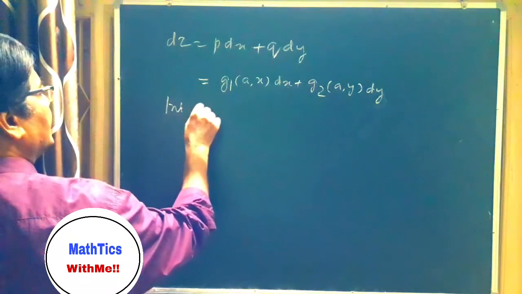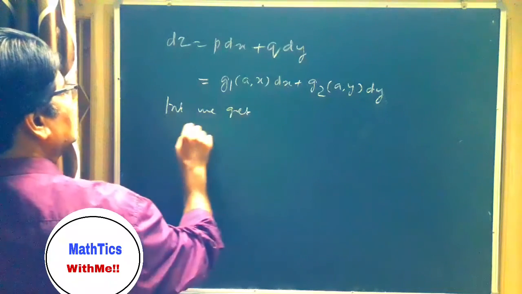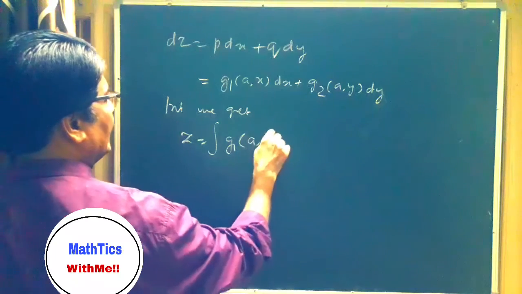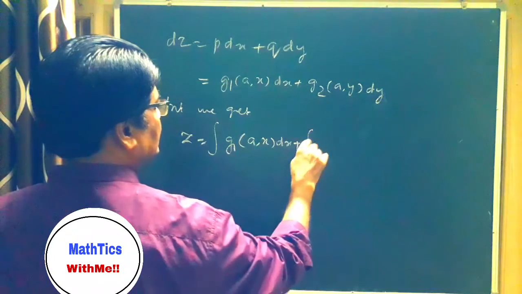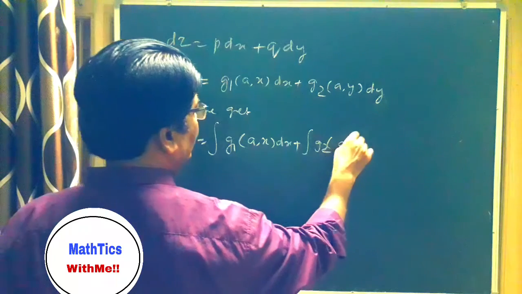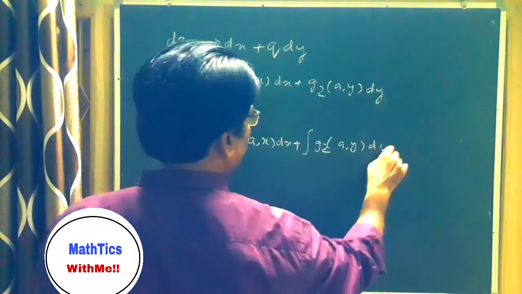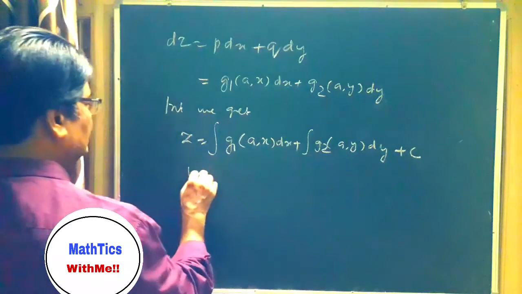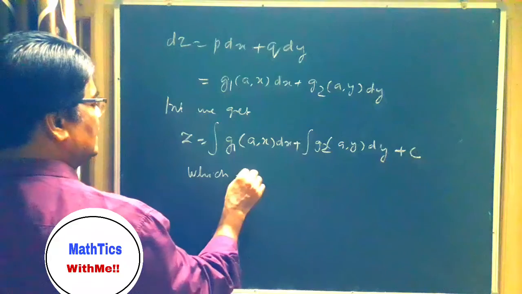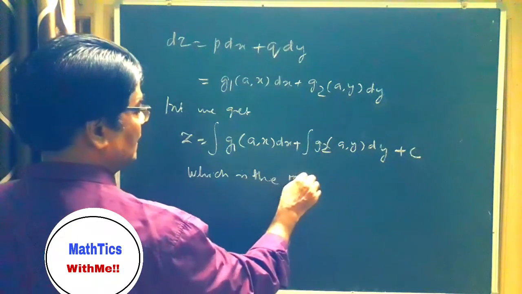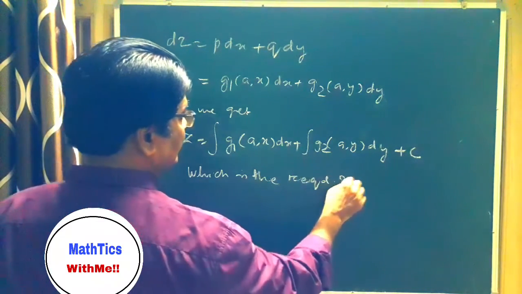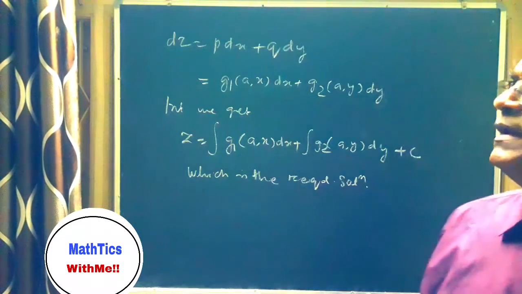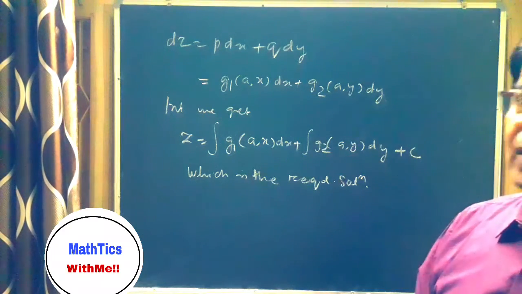Now integrating, we get z is equal to the integral of g1 of x, a dx plus the integral of g2 of y, a dy plus c, which gives the required solution. Now let us proceed to solve a problem so that this method will be more clear to you.